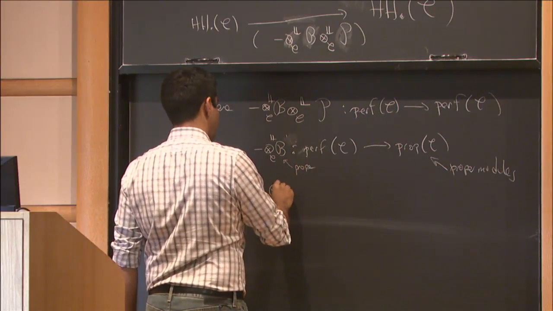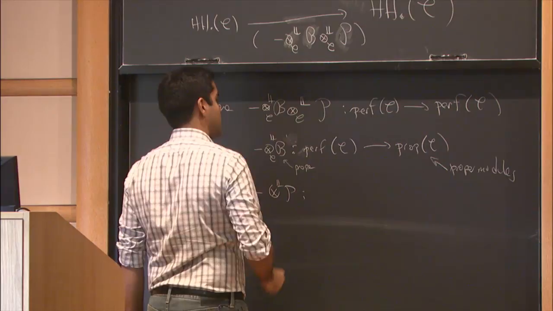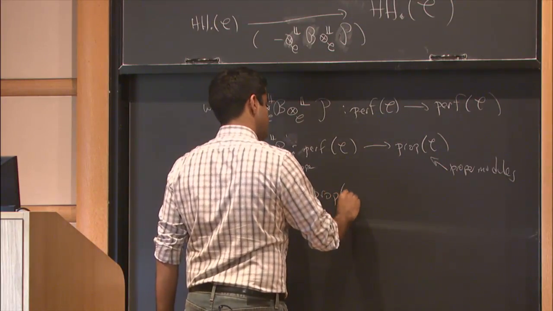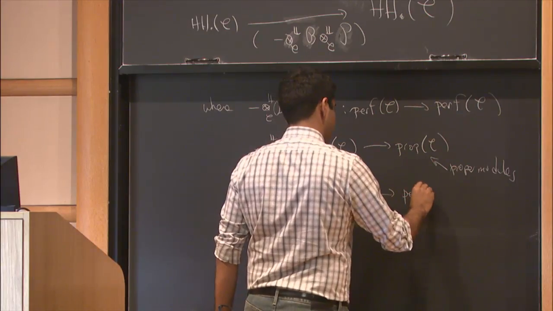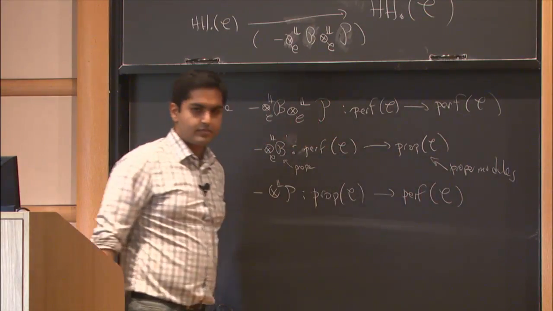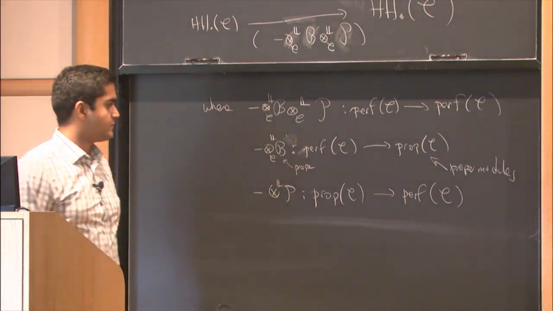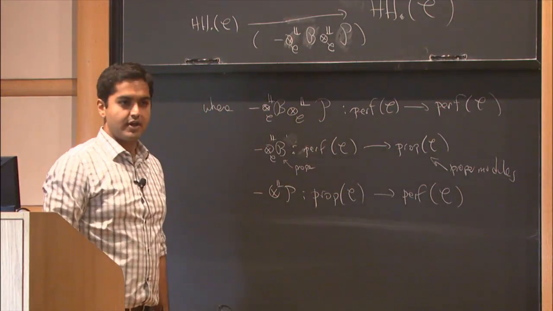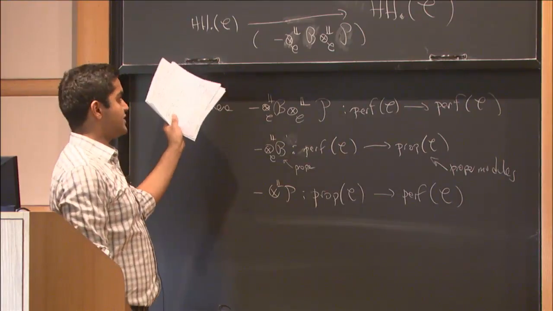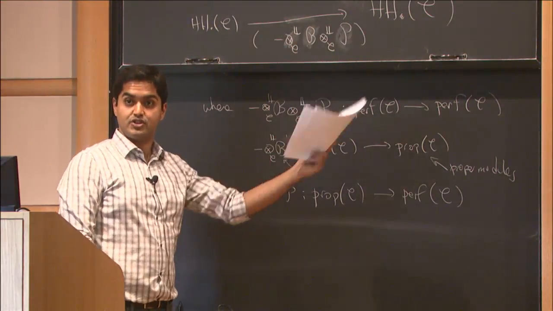And composing with P goes from proper modules of C to perfect modules. Okay, and this is the composition. It's a map from perf C to perf C. Okay, and therefore it induces a map on Hochschild homologies of perf C, which is just Hochschild homology of C.